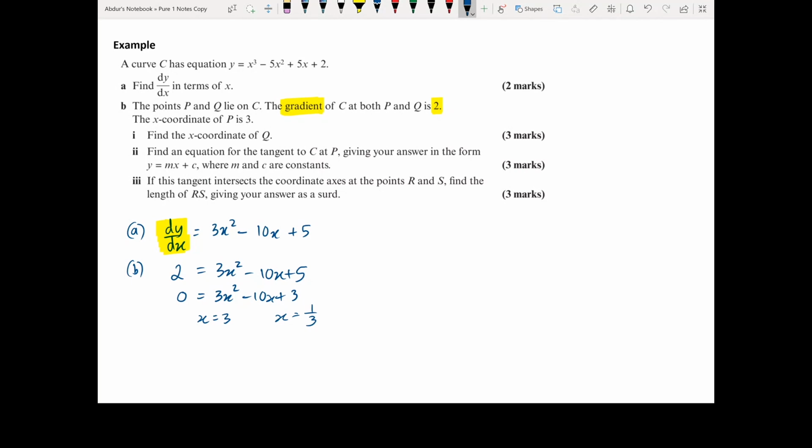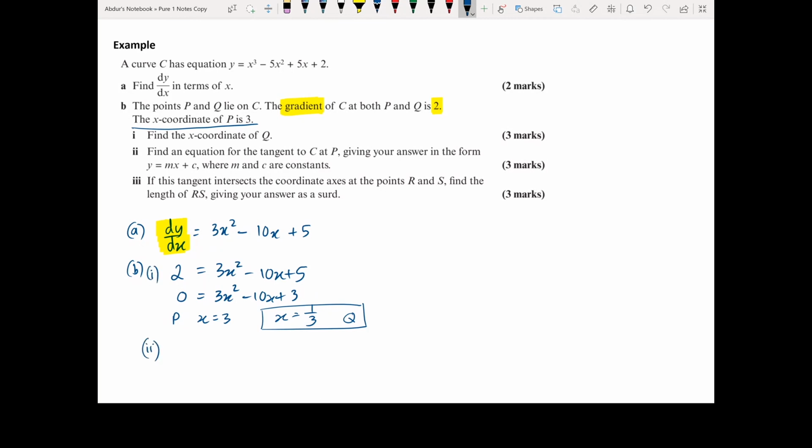Now in the question it tells us that the x coordinate of P is 3. So this must be the x coordinate of P, and therefore this must be the x coordinate of Q. Part 1 of the question is asking us to find the x coordinate of Q. So let's leave that highlighted. The x coordinate of Q is x is equal to a third. So that's part 1.